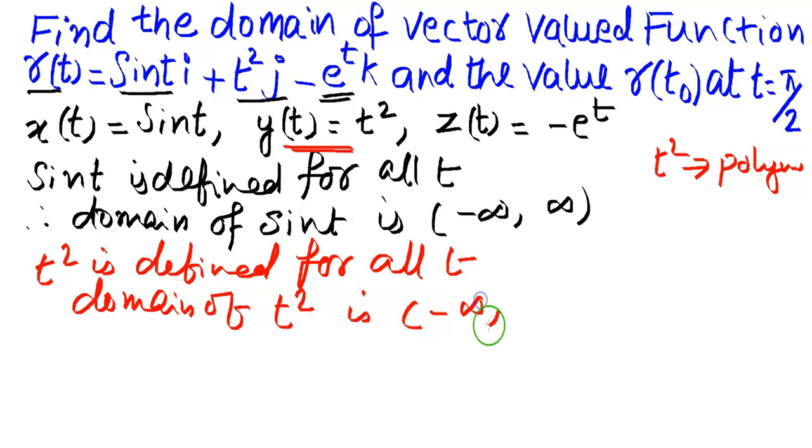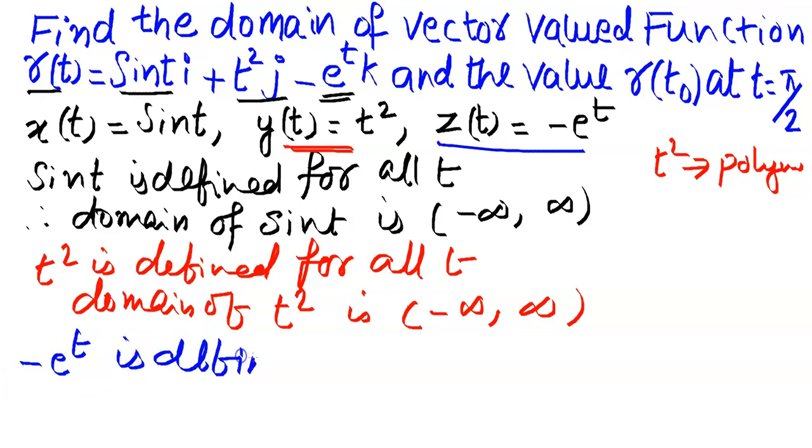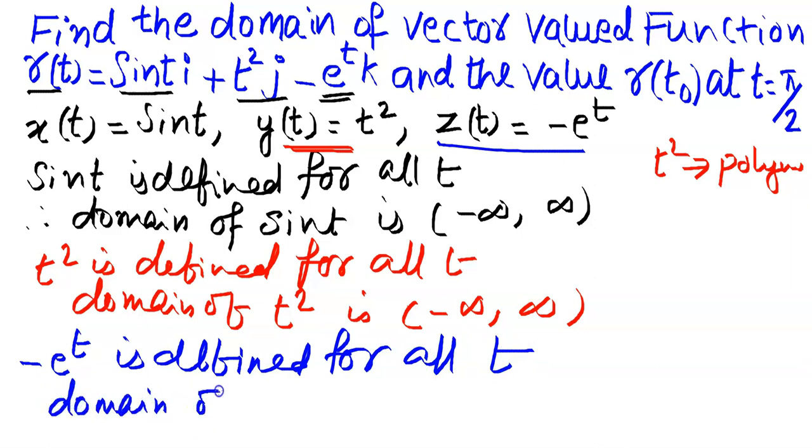z of t is equal to minus e raised to t. e raised to t is defined for all t. Therefore, domain of minus e raised to t is minus infinity to infinity.